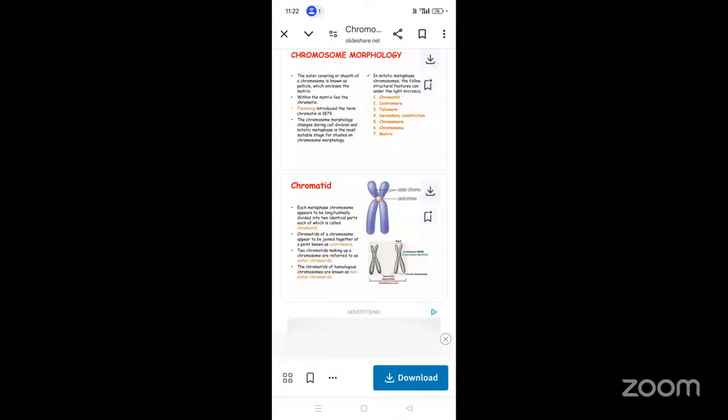Next one, special types of chromosomes. Some tissues of certain organisms contain chromosomes which differ significantly from the normal chromosomes in terms of either morphology or function. Such chromosomes are referred to as special chromosomes. They fall under the following categories: giant chromosomes or polytene chromosomes.